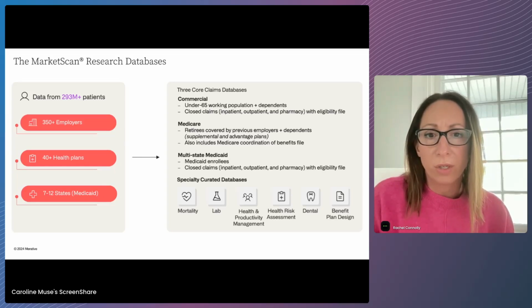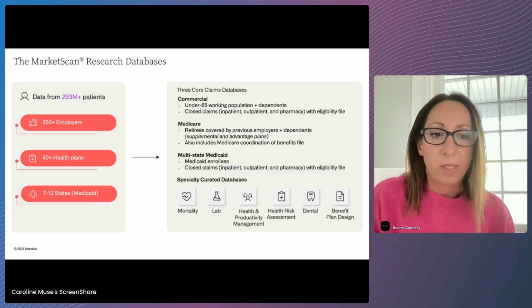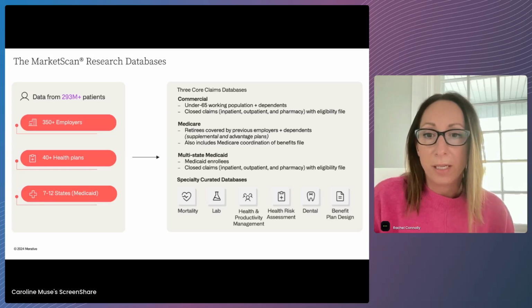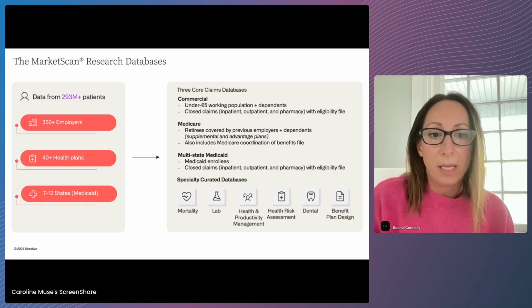Our MarketScan research databases offer research-grade data, but it's data that is uniquely sourced from self-insured employers, health plans, and state Medicaid organizations so that we can bring to our researchers and our users a complete and longitudinal picture of care to help advance their research objectives.